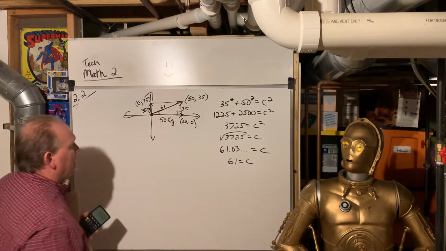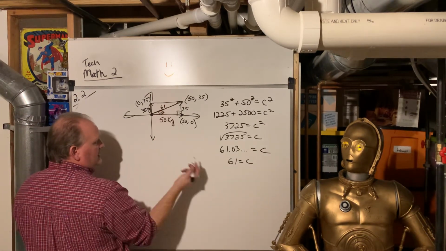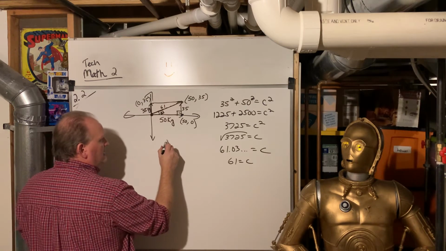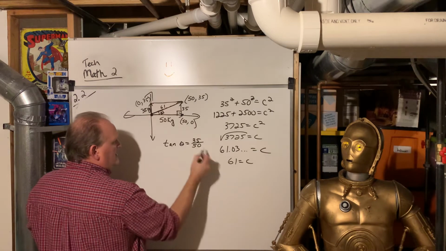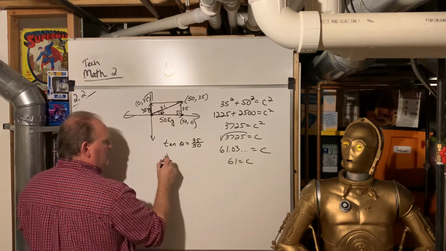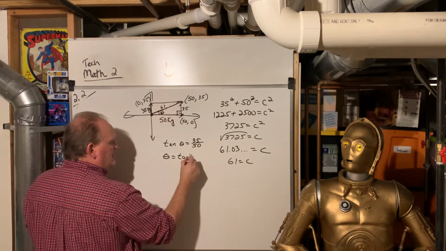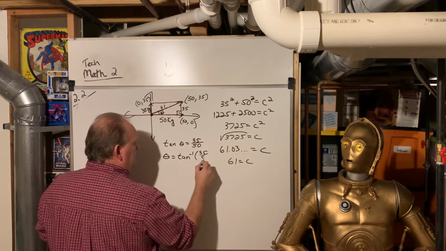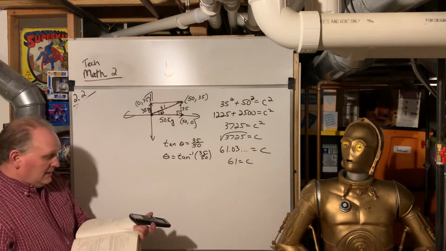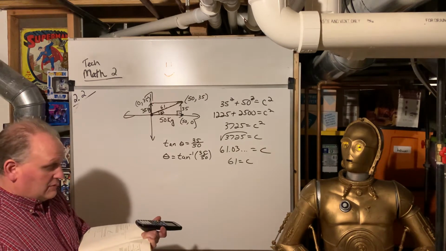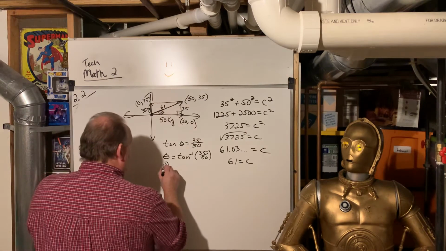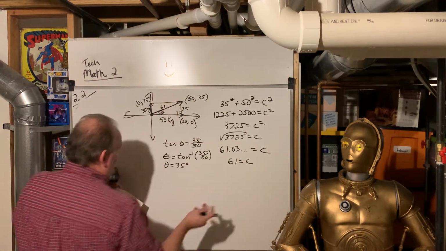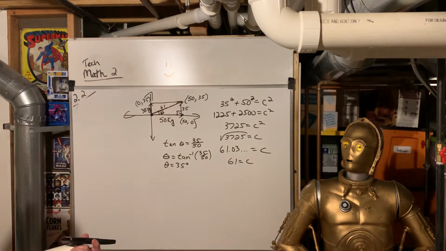Then we want to find that angle, and we can find that. That's going to be the arctangent again. So tangent of theta is equal to 35 over 50. And so arctangent is 35 50ths. And then we round that to the nearest degree, which is 35 degrees. Okay, so 61 and 35 degrees.